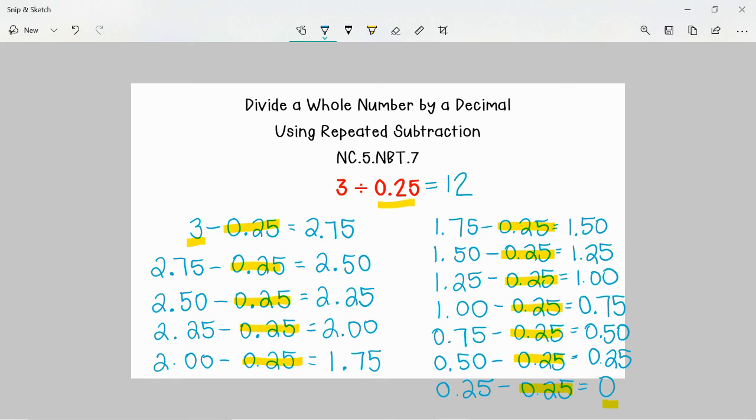And we know that that answer is reasonable. Before we solved, we said we knew that the answer would be greater than 3. Since 25 hundredths is so much less than one whole, we are just finding how many groups of a pretty small amount there are in 3 wholes. So 12 groups is very reasonable. And again, this is how we could divide a whole number by a decimal number using repeated subtraction.